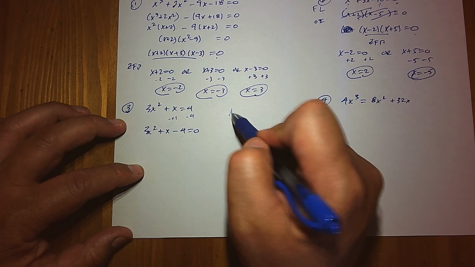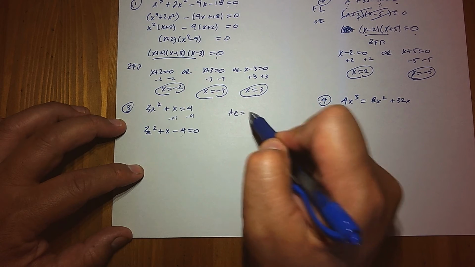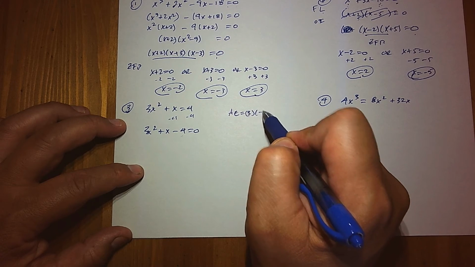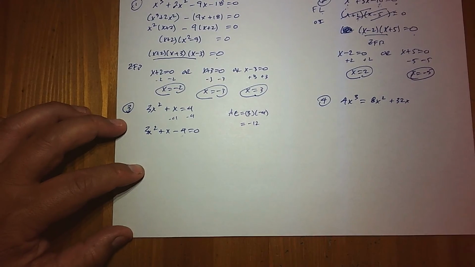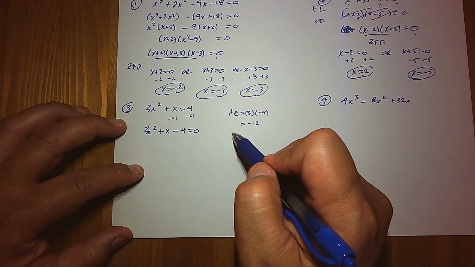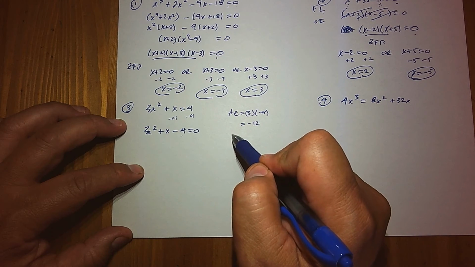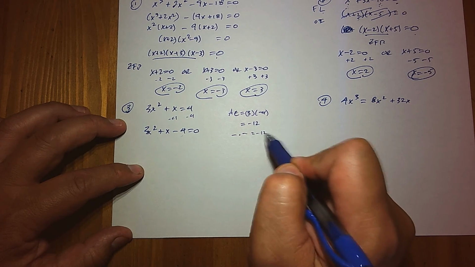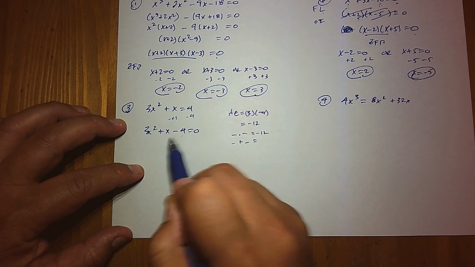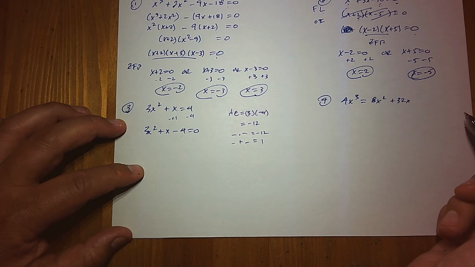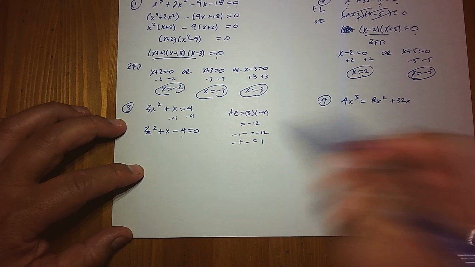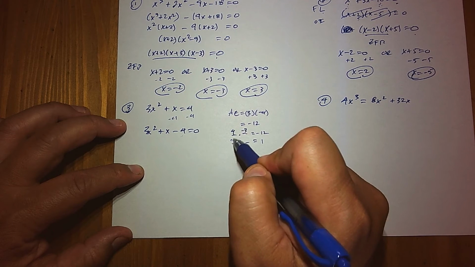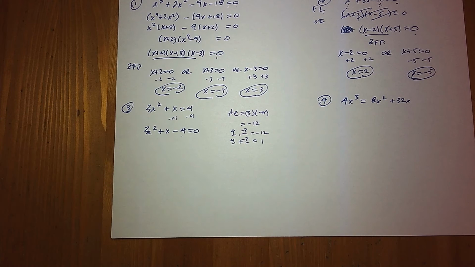So with the AC method, you're thinking, A is 3 and C is negative 4, so I have negative 12. Basically we need two numbers that multiply to negative 12 but add up to my b, which is 1. When we think about it, the numbers that work are 4 and -3. So those two numbers work.